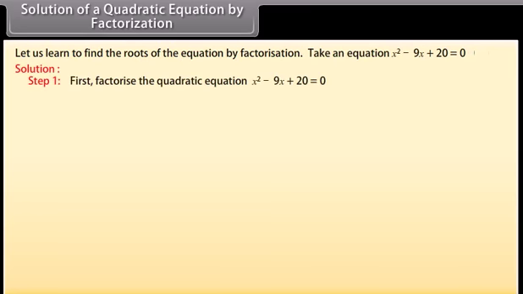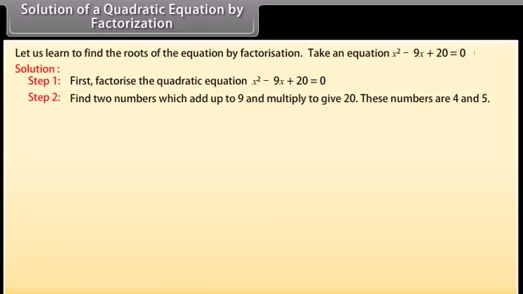Solution of a quadratic equation by factorization. Let us learn to find the roots of the equation by factorization. Take an equation x square minus 9x plus 20 equals 0. Solution. First, factorize the quadratic equation x square minus 9x plus 20 equals 0. Find two numbers which add up to 9 and multiply to give 20. These numbers are 4 and 5. x minus 4 into x minus 5 is equal to 0.